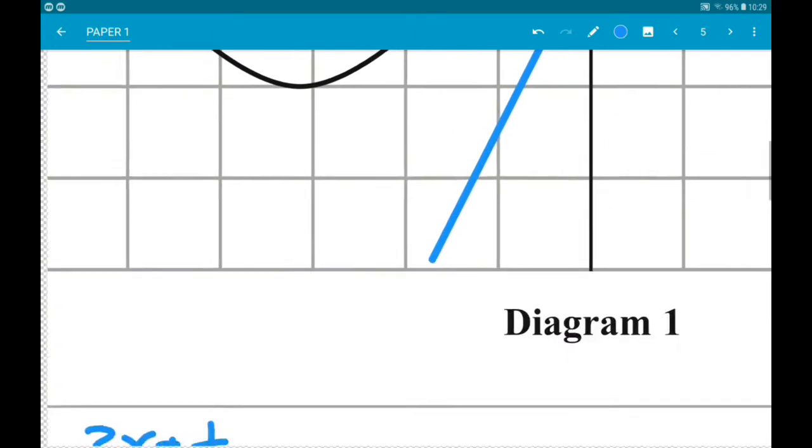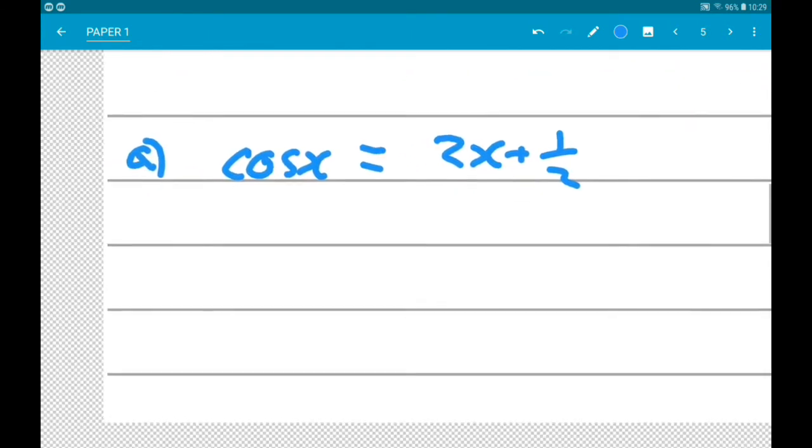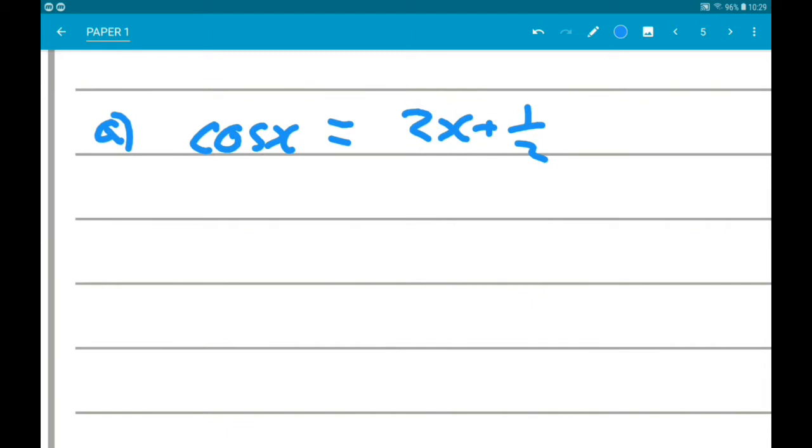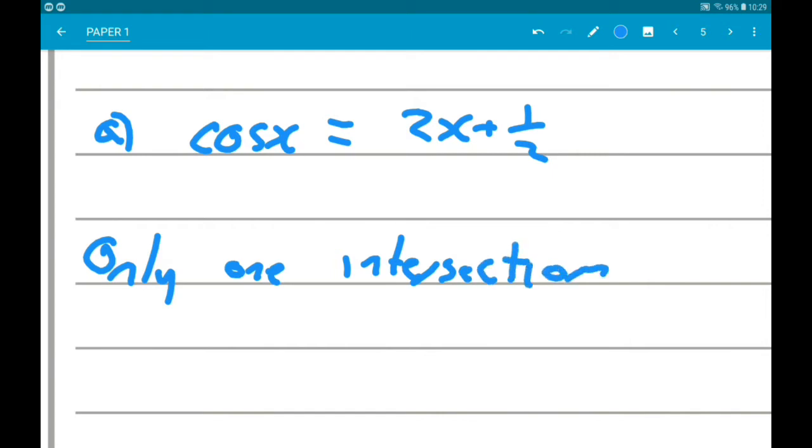So only one intersection point. Therefore, only one real root.